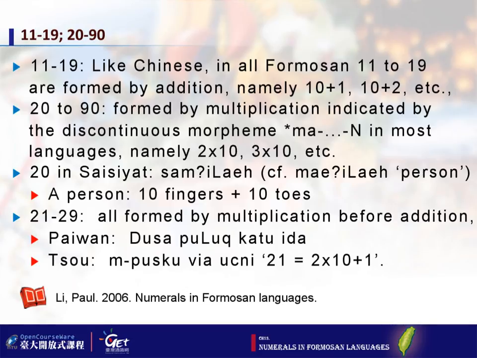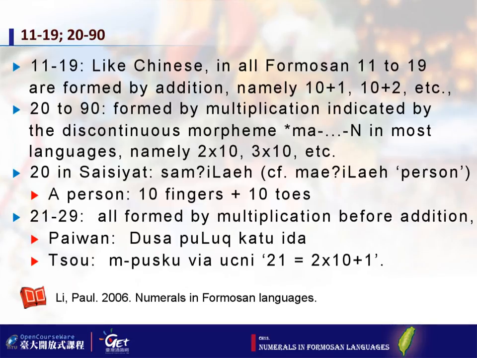And 20 in Saixia, remember the famous example about 20 in Saixia? It's derived from the lexical item meaning person. So you see here, this is the lexical item for person. They just derive from this a lexical item for 20. So they make it this way. The guess is that because a person has 10 fingers plus 10 toes, that's why they use 20 this way, deriving from the lexical item person.